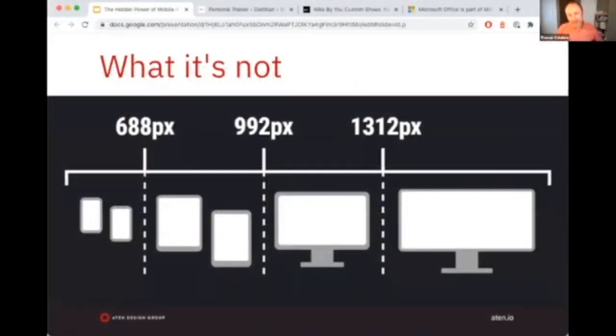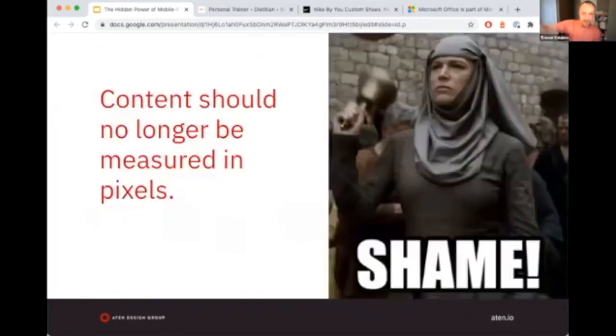Now, I'm not going to be talking to you about breakpoints today. If you anticipated me talking to you about breakpoints, then I just want to say shame, ding, shame, ding. This is a dated reference already from Game of Thrones, ding.